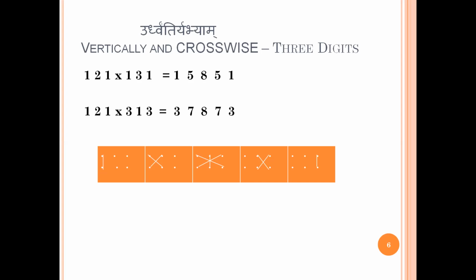3 ones are 3. 3 twos are 6. 6 plus 1 is 7. So 7. 1 into 3, 1 into 3, and 2 into 1. So 3 plus 3 plus 2, so 8. 2 into 3, 6. 1 into 1, 6 plus 1, 7. 3 ones are 3.